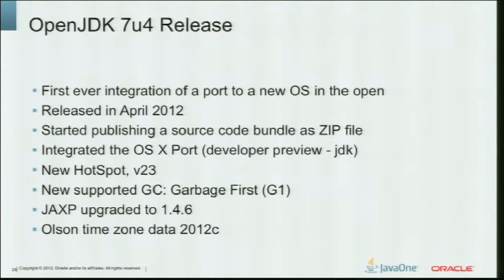And we released in April this year. We also started to publish the source code for update releases, 7 update 4 and later 7 update 6, as source code bundles on jdk7.java.net. So that if you're, for example, packaging OpenJDK 7 updates, you don't have to go and pry this out of Mercurial yourself, like I showed you before. You can just go and take the zip file and use that instead.